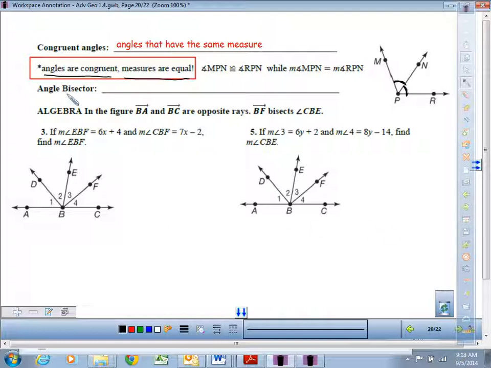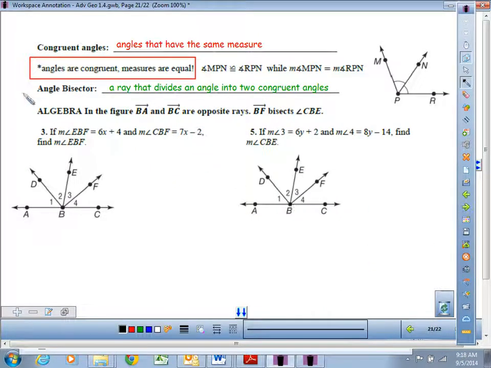Angle bisector. To me when you hear the word bisect, that means two sections. Bisector means cut into two equal parts. So an angle bisector, again you can pause this if you need to get that written down, is a ray that divides an angle into two congruent angles. So if we look at this guy over here, this is an angle bisector. If ray PN is an angle bisector, it cuts this into two equal parts. So if this angle right here is 50 degrees, that means that this angle over here has to be 50 degrees. So what's the entire angle all the way through?